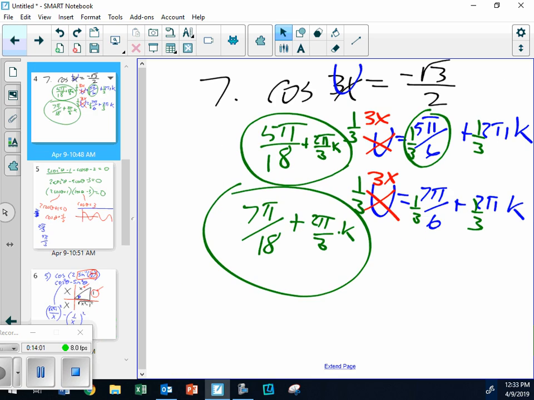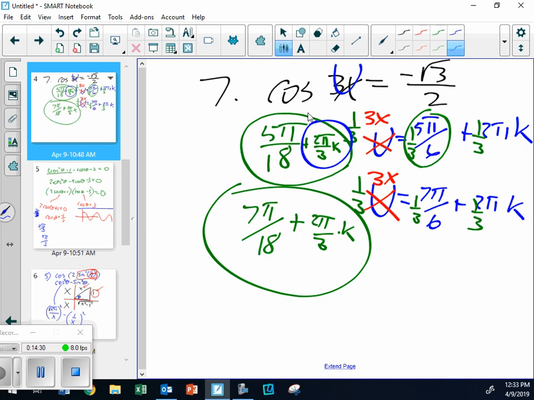Here's number 7. We use a U substitution, and we end up getting 5 pi over 18 and 7 pi over 18. But a lot of people didn't notice that the directions said find all the solutions as opposed to find the solutions between 0 and 2 pi. It's actually easier when they say find all the solutions because then you just slap on a plus 2 pi k. That's how you find all the solutions.